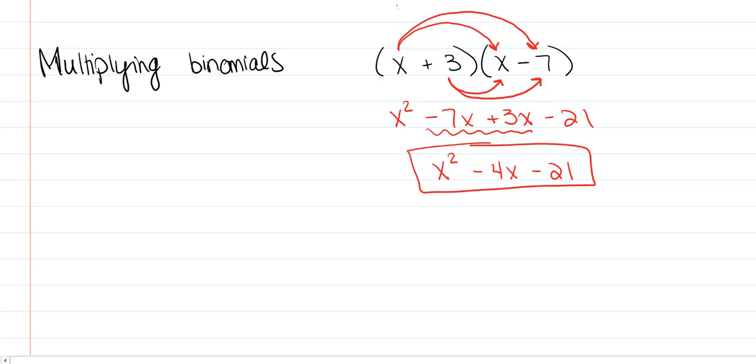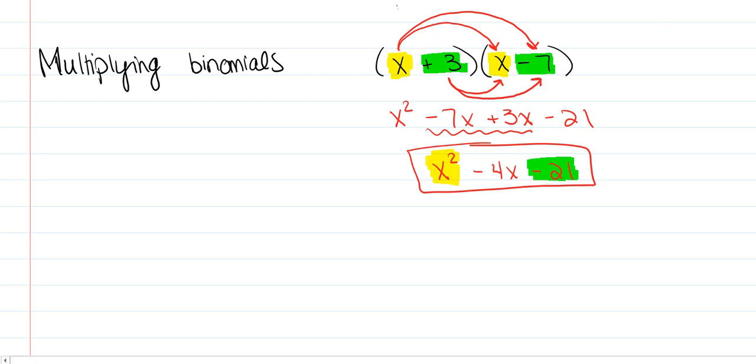All right, one thing to note is how we get this x squared and how we get this negative 21. In this case, it was from x times x, and the negative 21 came from positive 3 times negative 7. The middle terms are a little bit harder to figure out, but we'll get to that in a moment.